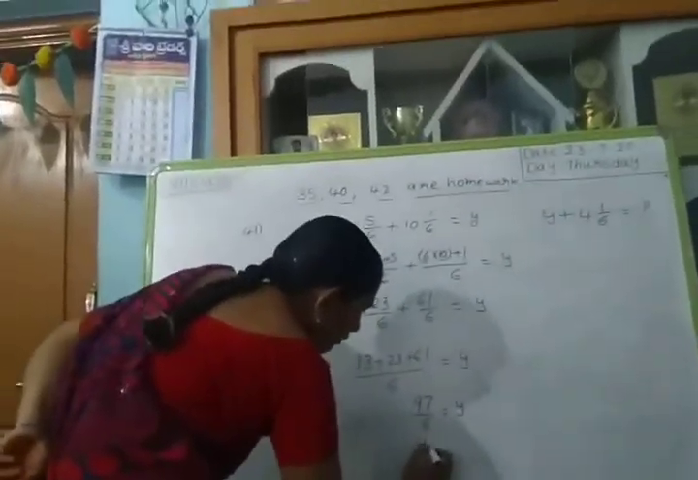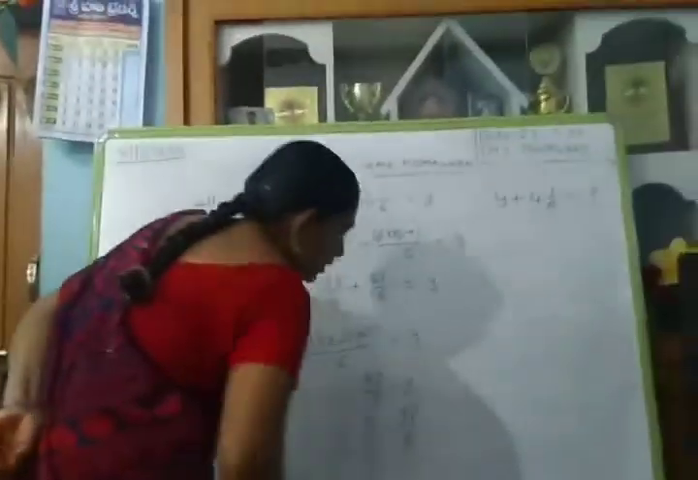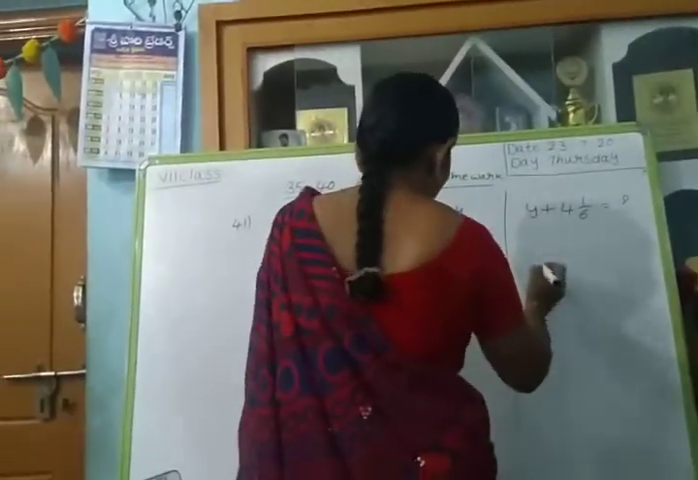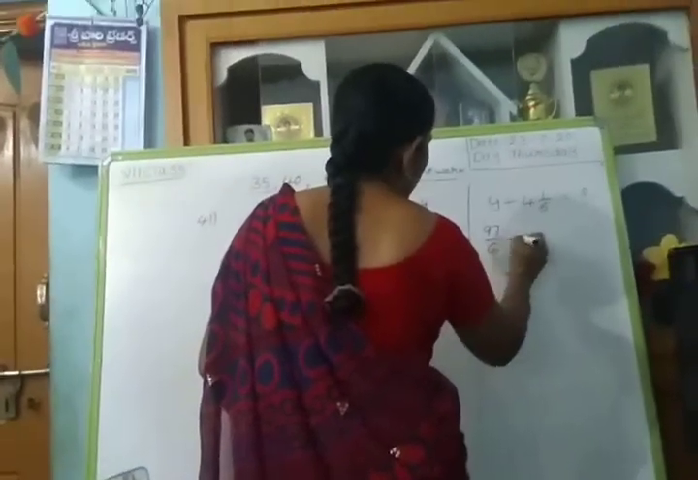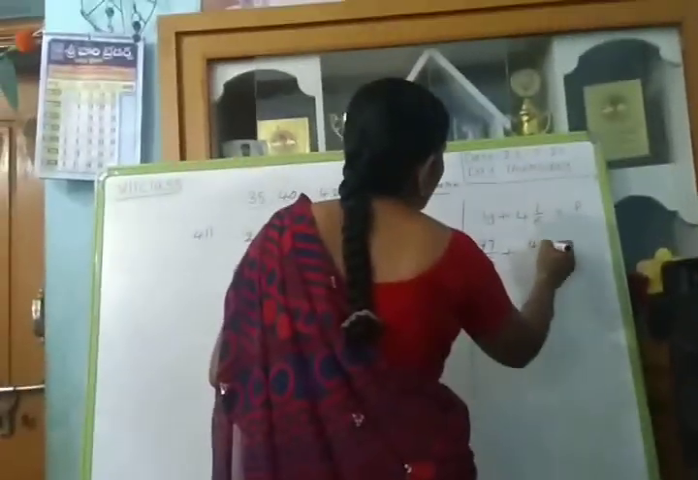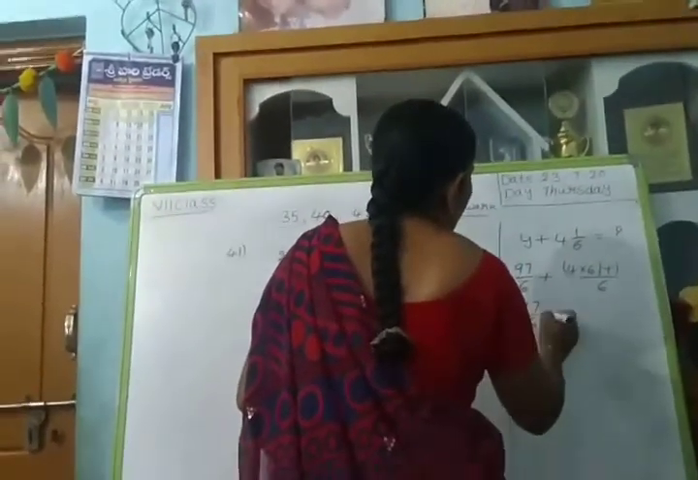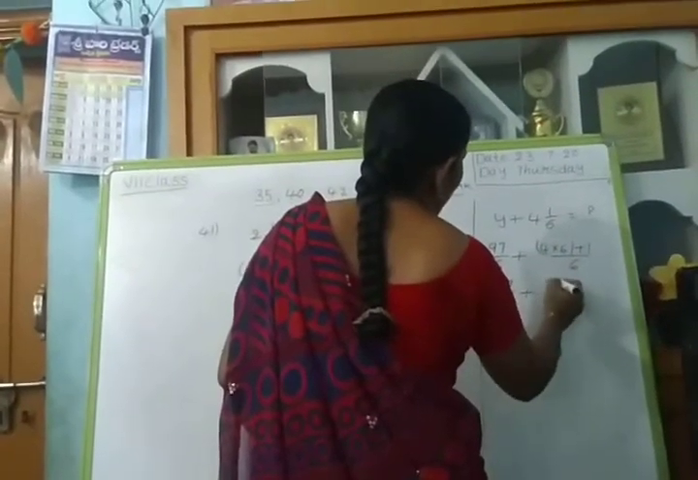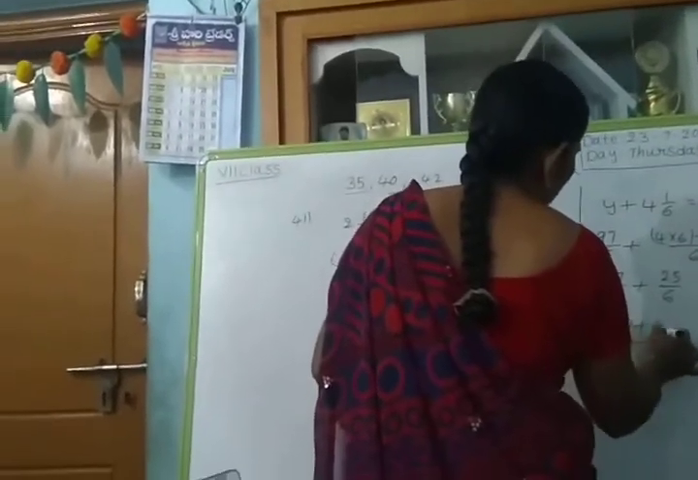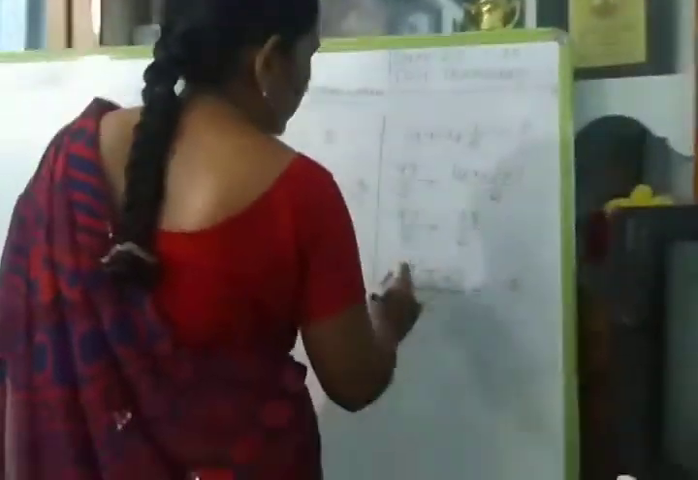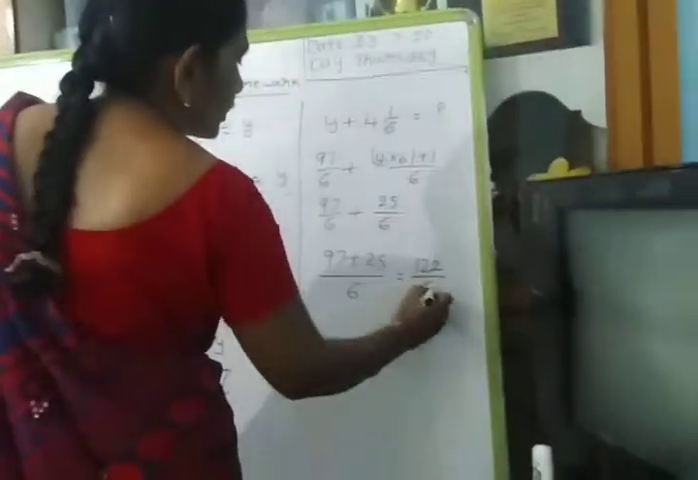So the y value we get is 97 by 6. After getting the y value, substitute it here: 97 by 6 plus 4 1 by 6, converted into an improper fraction: 6 4s are 24 plus 1, 25 by 6. So these are also like fractions. 97 plus 25: 7 plus 5, 12; 9 plus 1, 10, 12. So 122 by 6.